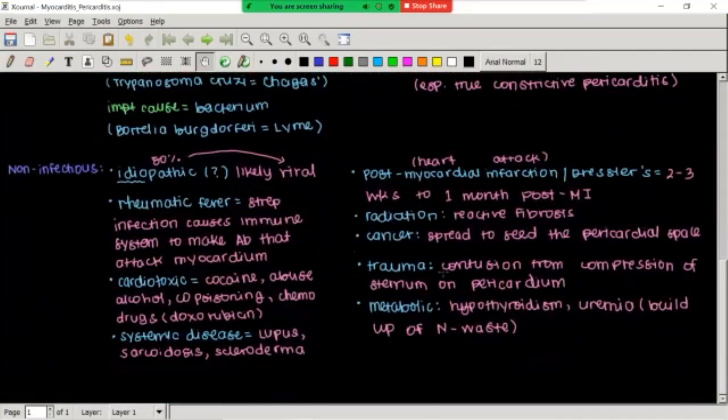Trauma by contusion from compression of your sternum on your pericardium. So if you put your hand on your left chest and you go all the way to the middle, you can feel something very hard. That's your sternum bone. Or you can put your hand on the pommel, and go all the way down, and you'll feel right in the middle of your chest, the sternum bone. That's what makes the other bones, the medulla, and actually not the bone.